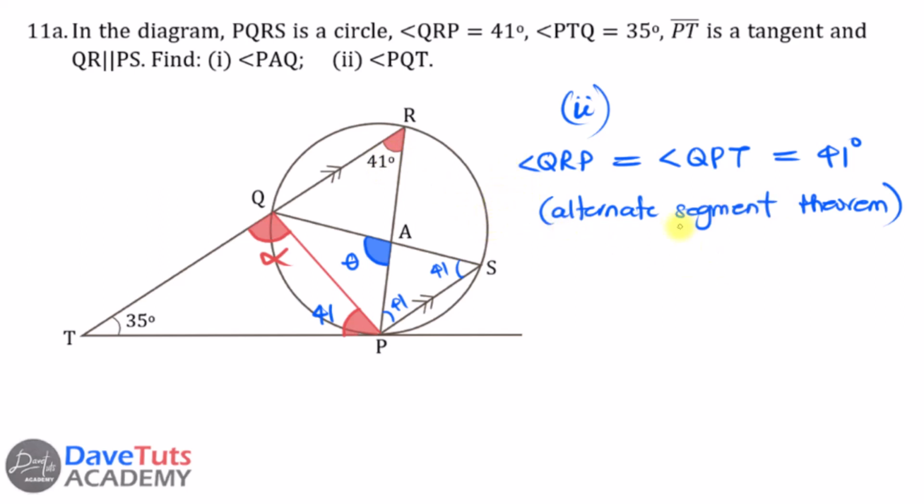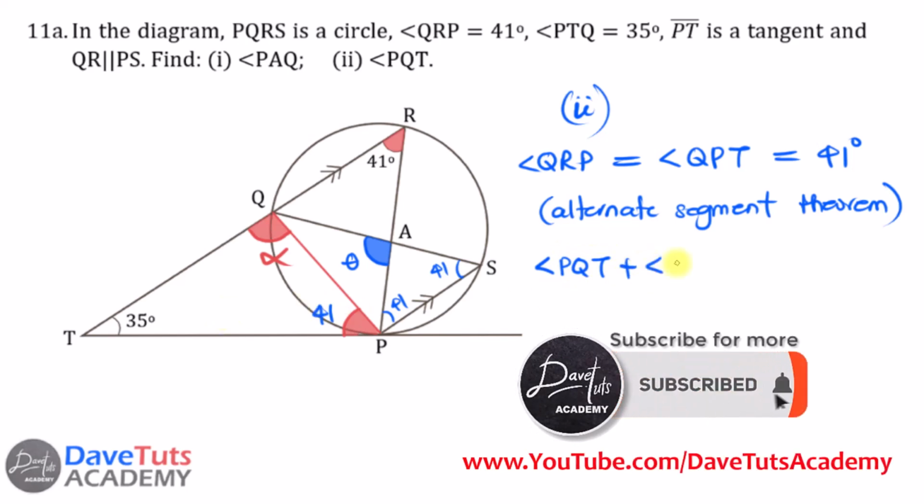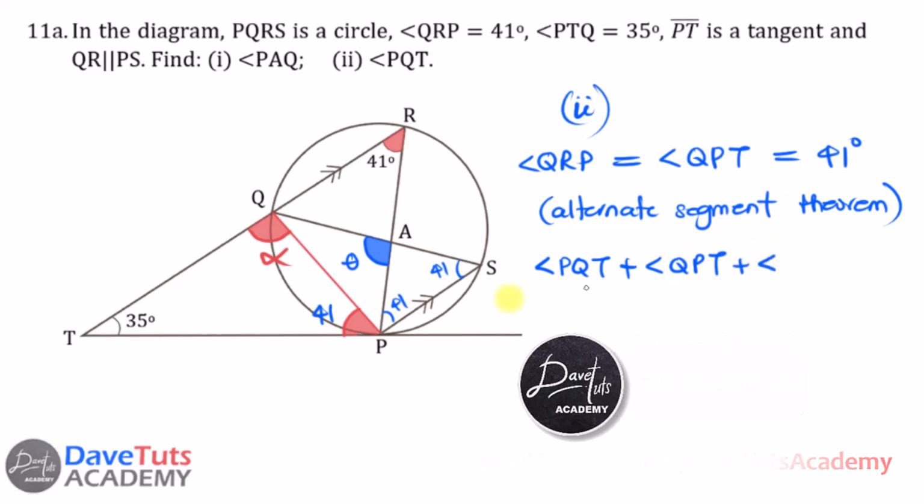And once we have gotten that to be 41, we can see that this triangle PQT is a triangle in which we know two of its angles. We know 35, we know 41. We are looking for alpha. So we can say already angle PQT, which we are looking for, plus angle QPT, which got to be 41 here, plus angle PTQ that we are given.